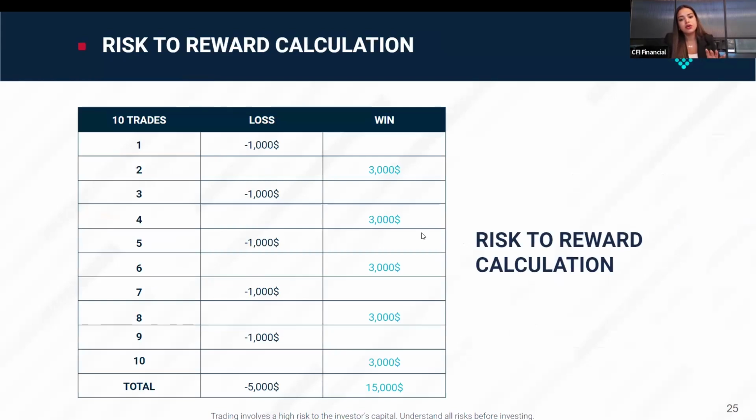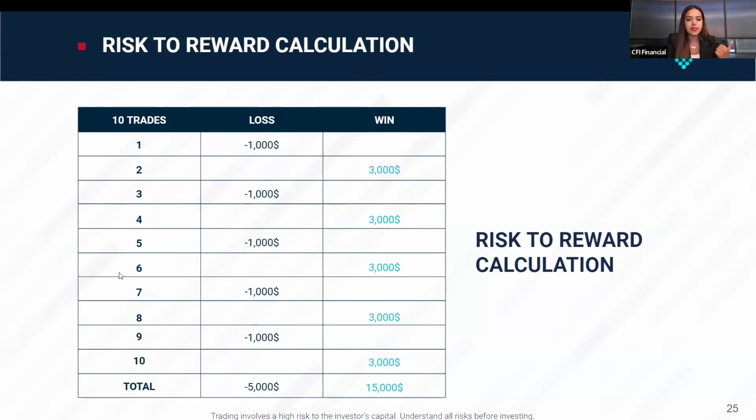We're going to discuss it now. What do we mean by risk to reward? Always try to place your take profit double or triple your stop loss amount. What do we mean by this? For example, here in our example, we have 10 trades. We lost 5 of them and we won 5 of them. So if you apply a risk to reward ratio of 3-to-1, it means that it is recommended to place your take profit 3 times your stop loss, or double the stop loss.